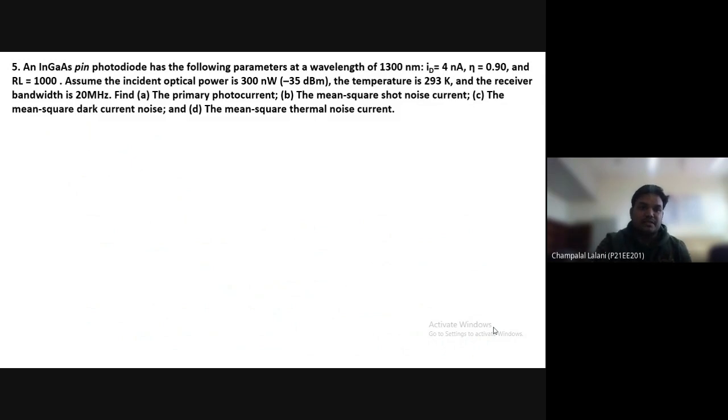The question is like this: a GaAs pin photodiode has the following parameters at a wavelength of 1300 nanometer. The dark current ID is this much, and the quantum efficiency is 0.9. The load resistor RL is 1000 ohm. The incident optical power is 300 nanowatt. The temperature is 293 Kelvin and the receiver bandwidth is 20 megahertz. First, you need to find the primary photocurrent. Second, the mean square shot noise current. Third, the mean square dark current noise. And fourth, the mean square thermal noise current. You can solve along with me.